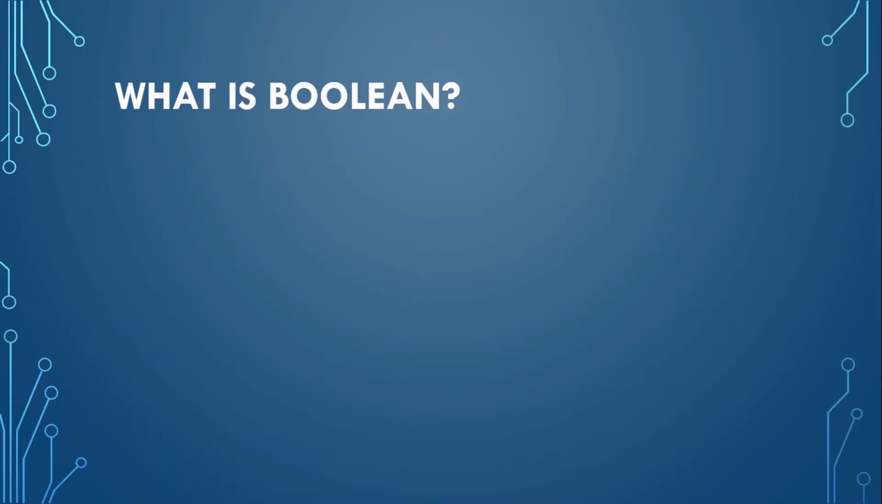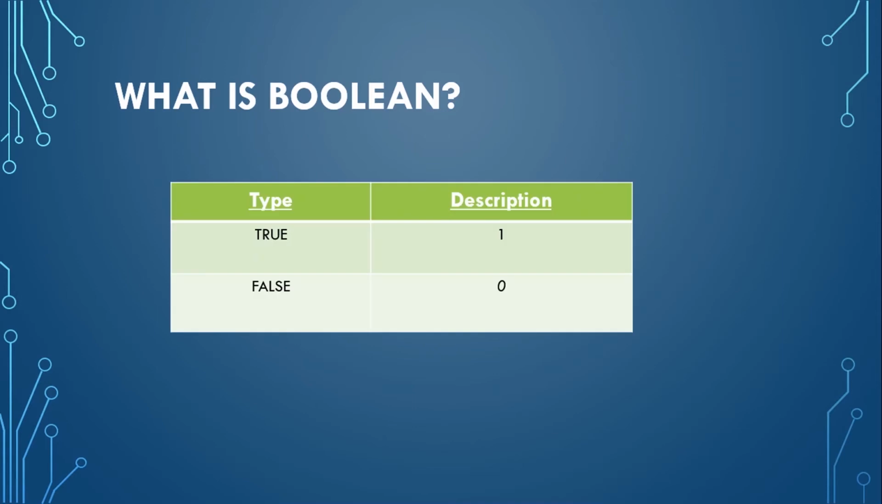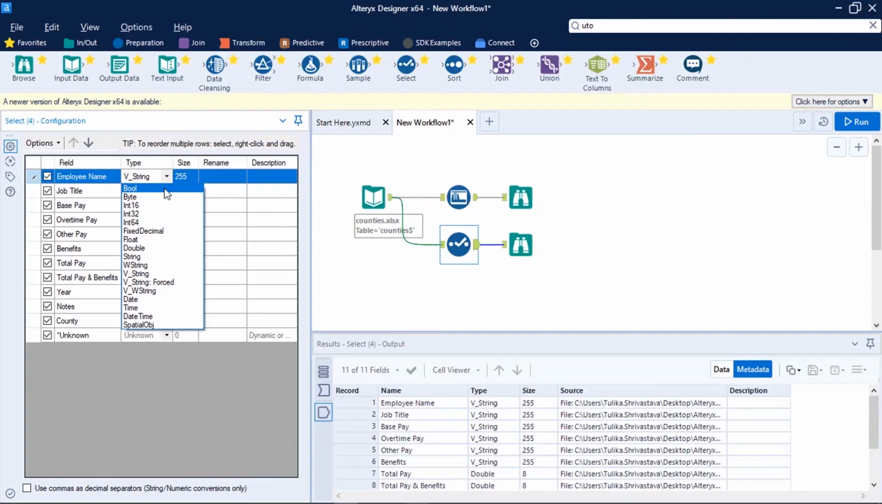Now another category is Boolean. It consists of two values that are true and false. True is represented by 1 and false is 0. The first data type available on the list is bool, that is Boolean.